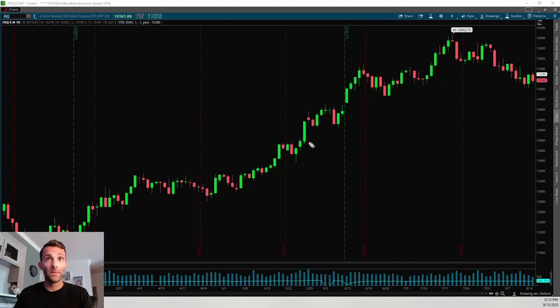Now another example, after a really big move to the upside, here is another period of sideways consolidation. Right around that 14,600 level was a clear area of resistance. And then once it broke through that resistance, continuation of the uptrend, another breakout to the upside.